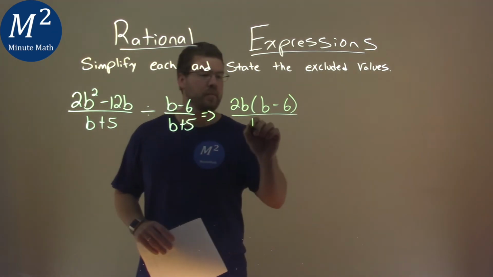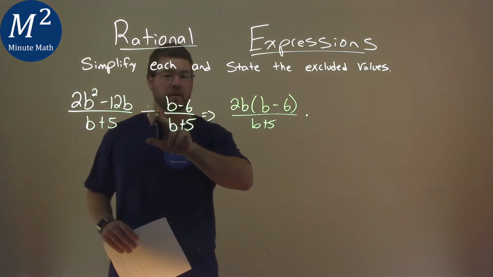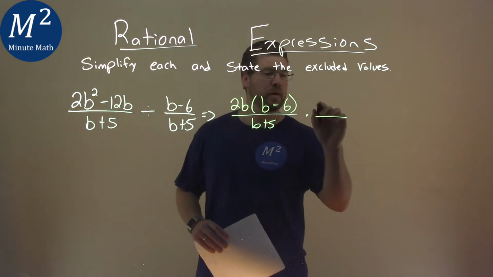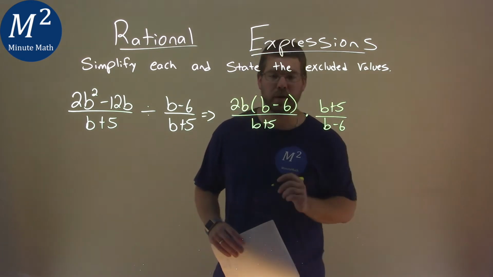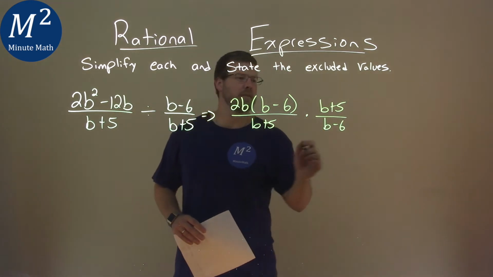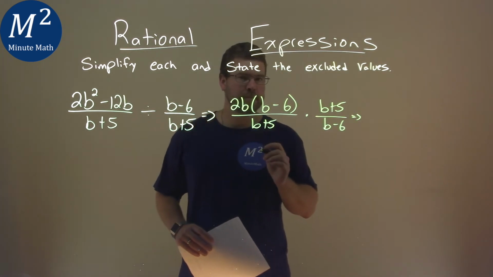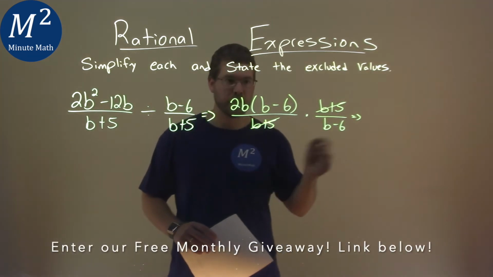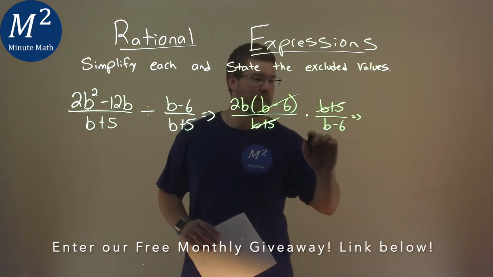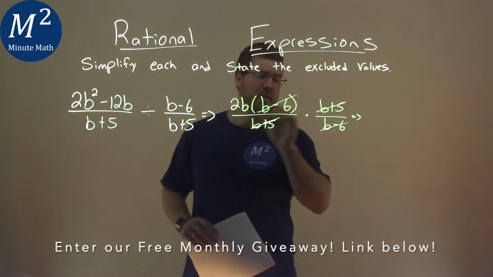Denominator stays the same, b plus 5. And I'm going to multiply now, instead of divide, but we flip the fraction. We have b plus 5 here, and a b minus 6 in the denominator. Well, this is nice now, because now we can cancel out some things. A b plus 5 in the denominator, and b plus 5 in the numerator. B minus 6 in the numerator, b minus 6 in the denominator. So what's left? Just that 2b.